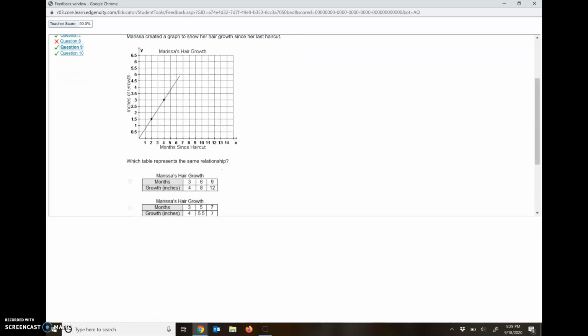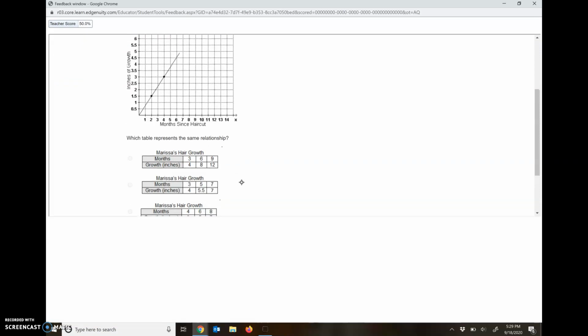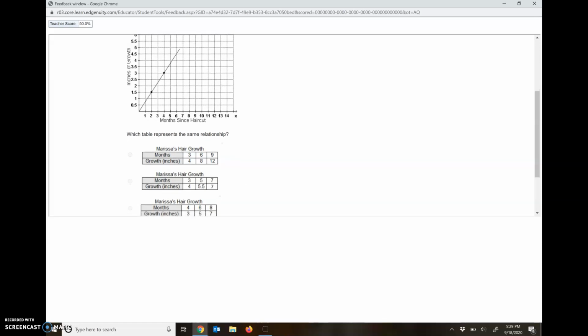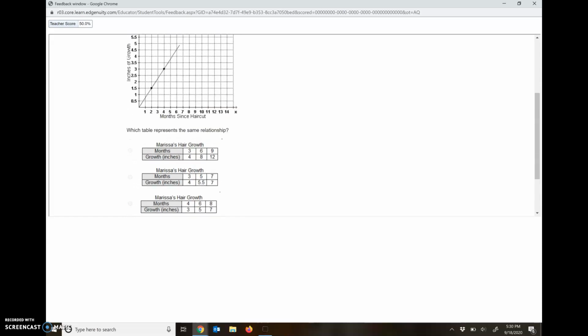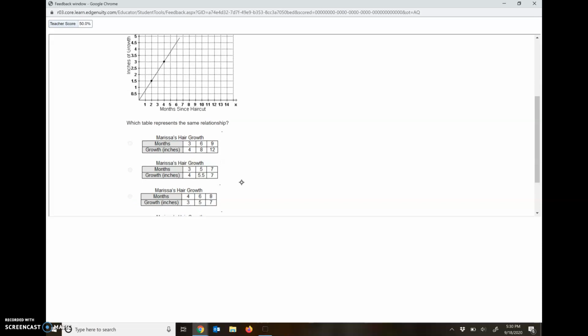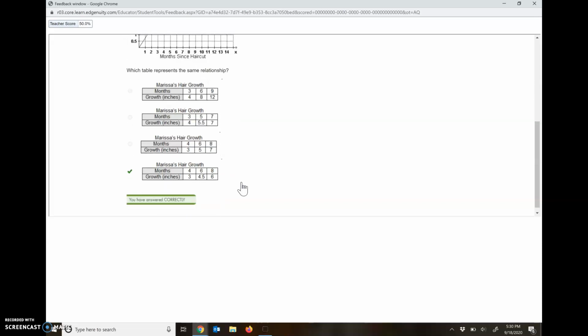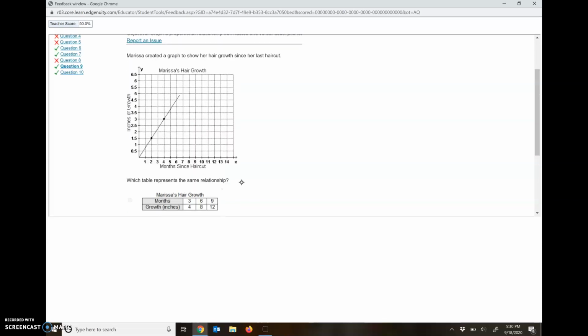Marissa created a graph to show her hair growth. So here we have something with 1.5 inches for 2 months. So 1.5 for 2, and then we have one that's 3 for 4. Okay, so 3 inches for 4 months. This one's 3 months for 4 inches, so they tried to trick us there. This one's 3 inches for 4 months, so one of these bottom two is going to work. And we can also see that it's going up 1.5 inches every month. So see how that's going up 1.5 inches. I'm sorry, every 2 months, not every month.